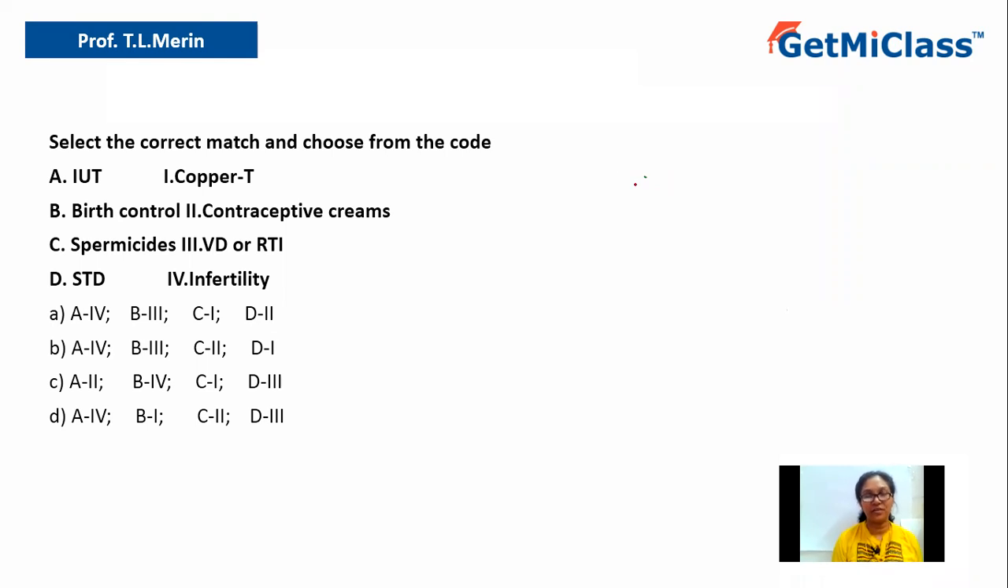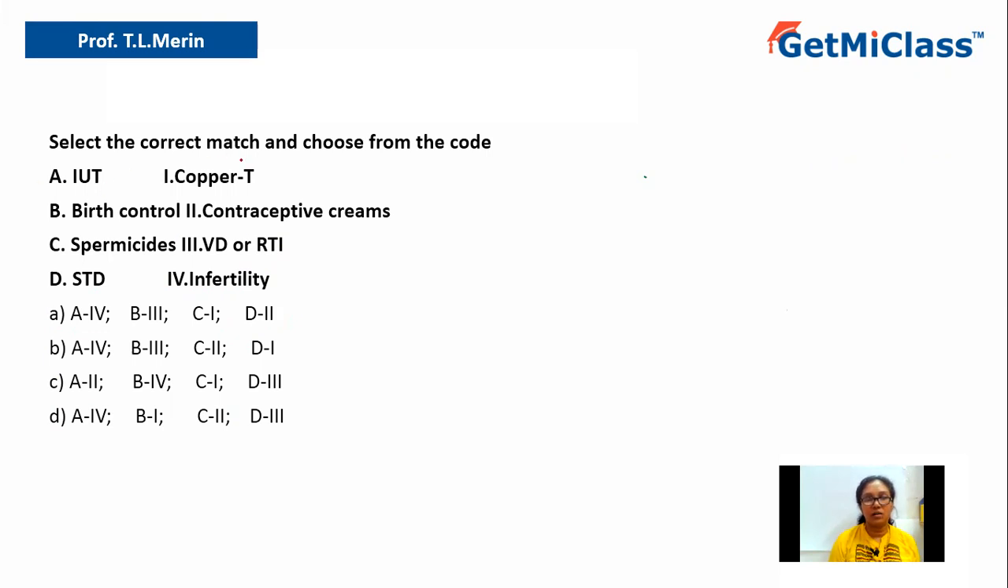Today we're going to solve this question which says select the correct match and choose from the code. Option A, that is you can say A, IUT, and for that they have given one property. Then B says birth control, and for that they have given two contraceptive creams. And C says spermicides, and for that they have given three VD or RTI. And D says STD, and for that they have given four infertility. They have also given the codes A, B, C, D, from which we are supposed to choose the correct answer.